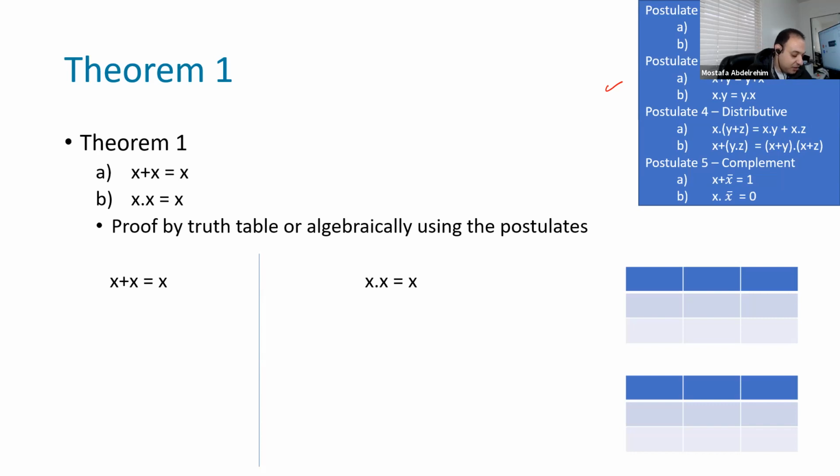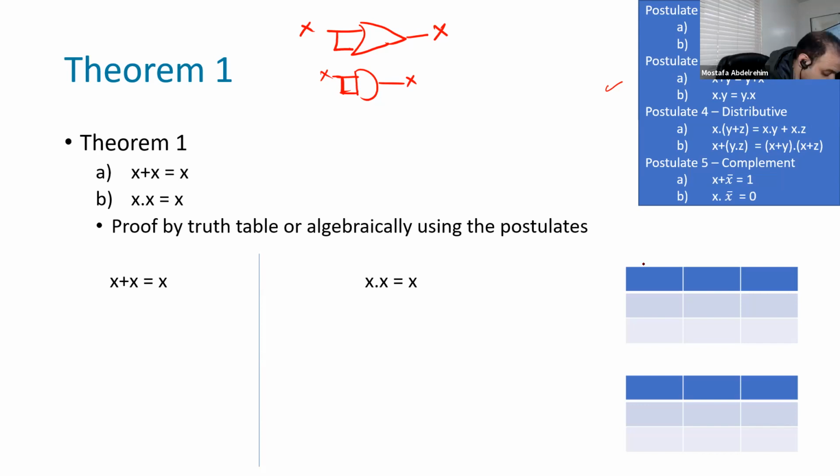So let's start with theorem 1 here, which is x or x equals x, x and x equals x. Basically, if you have an OR gate, it has 2 inputs, but if we just short the 2 inputs together, we'll get the same input in the output, same as for the AND gate. Just to imagine the situation here. So we can prove them using the truth table or in algebraic form. Let's start with the truth table.